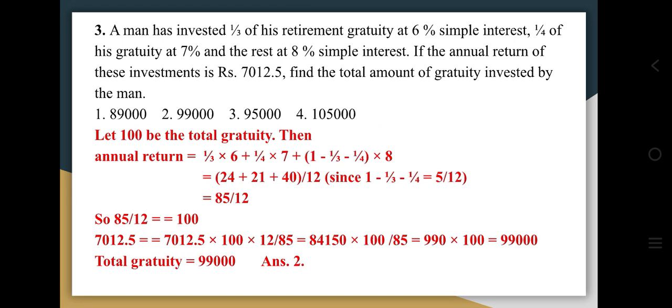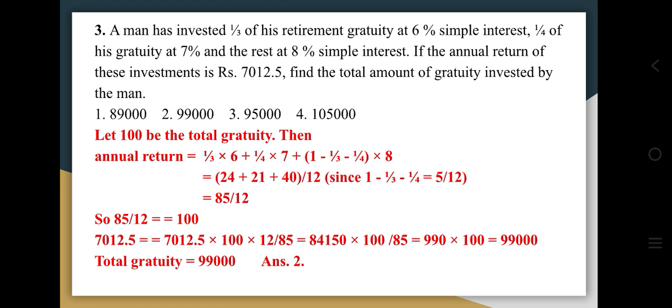So the total gratuity 100 corresponds to annual return 85 by 12. So if the annual return is 85 by 12, then the total gratuity is 100. What do we want? We want, if the annual return is 7012.5, then the total gratuity. So 85 by 12 corresponds to 100.